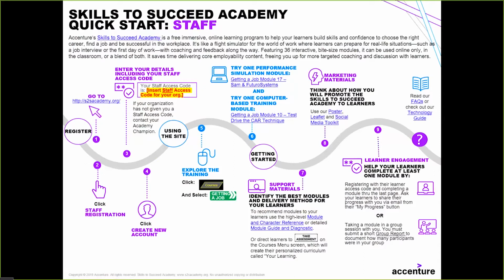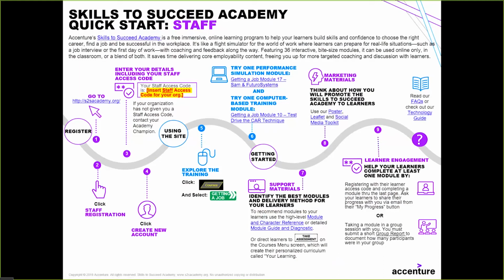I would recommend just taking a look at 2 of these modules just to get a feel for what it's all about, and then browsing around the rest of the site. Again, you can browse the support materials, and what I would recommend here is taking a look at that module and character reference guide. That's what I showed you a bit earlier. That can really help you with lesson planning, or you can direct your learners to take the assessment. You can also check out the marketing materials, and when you're done, you're ready to introduce the Academy to your learners.